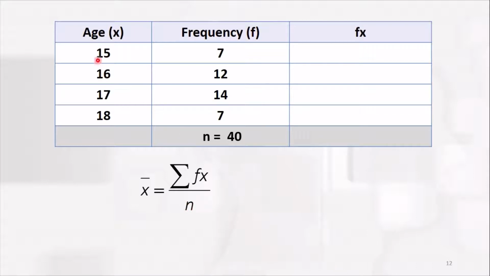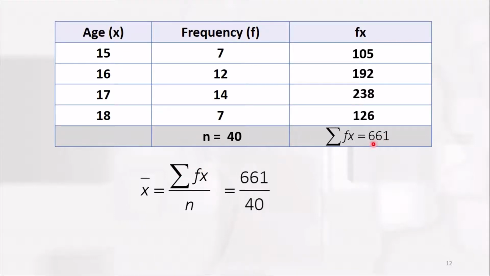So you just have to multiply 15 and 7, so that's 105. 16 times 12, 192. 17 times 14, that's 238. 18 times 7, we have 126. Since we have a summation here for fx, so i-add natin lahat ng data natin dito sa column na to. Okay? So the sum of these four data would be 661. Now, to compute for the mean, you just have to change this into 661 at yung n natin is 40. So 661 divided by 40 will give us 16.53.